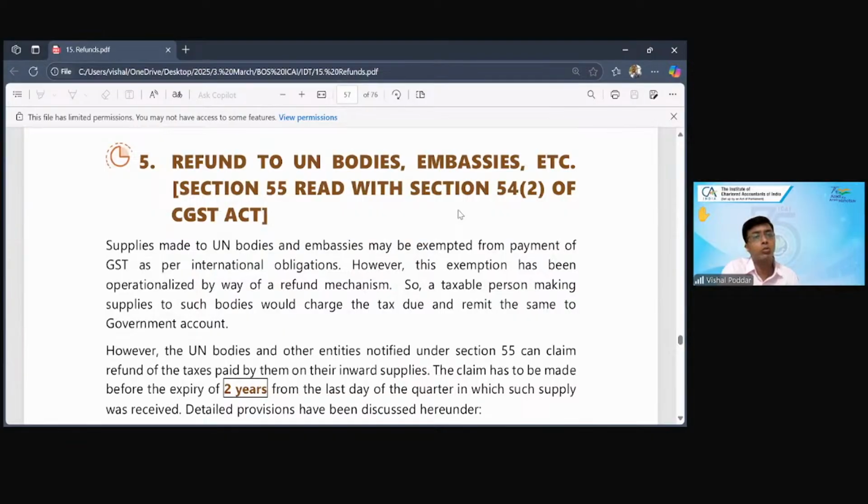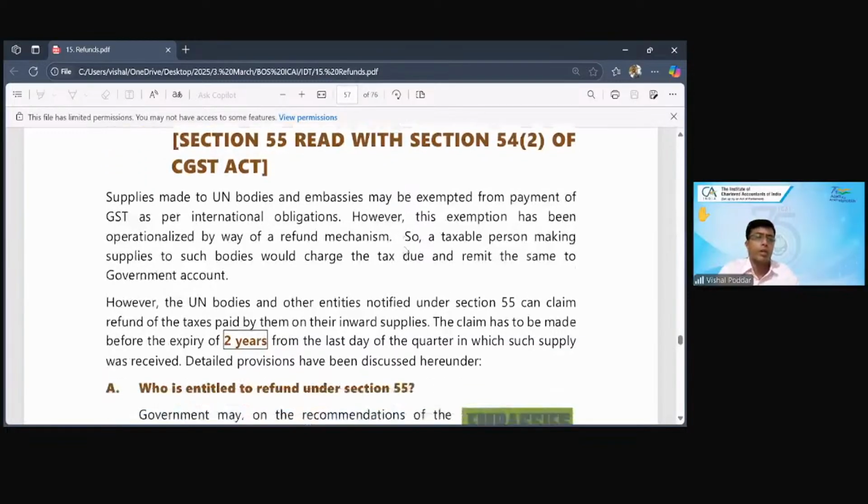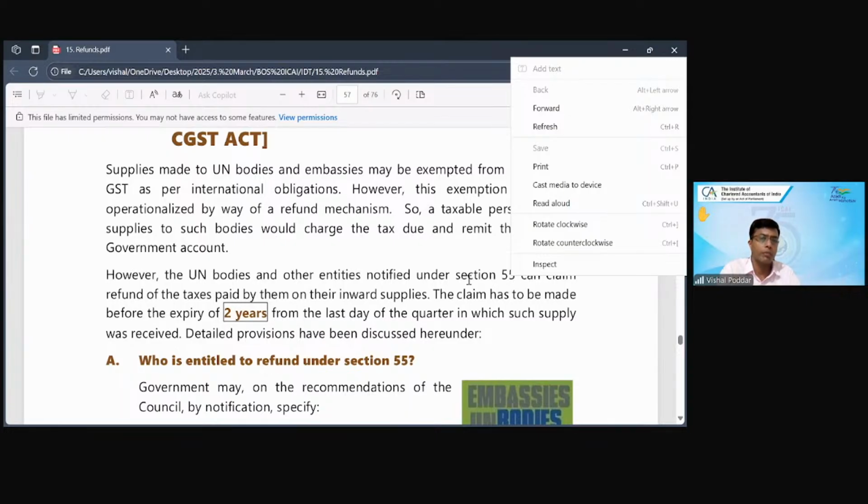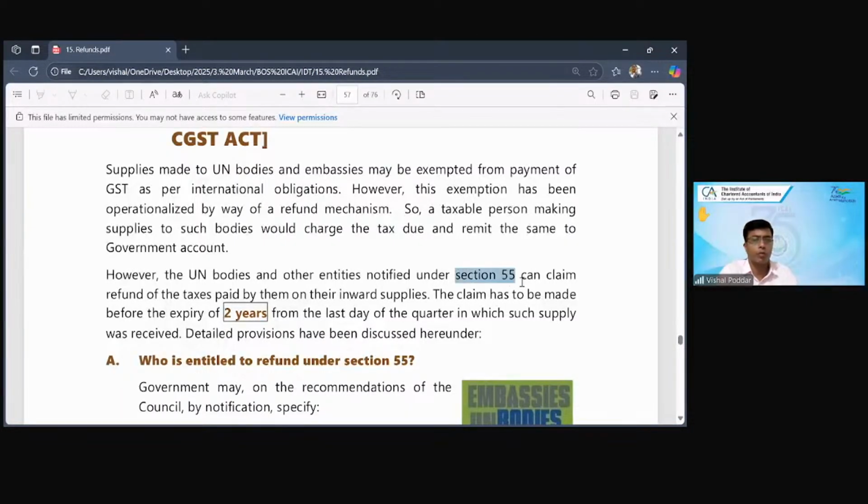Next comes refund to these UN bodies or the foreign embassies who have opened their office here. For them, the separate refund section is 55. For all of us, whatever refund we are studying about, all the types of refund are covered in 54. But for these embassies and United Nations bodies, they have to apply for refund under 55.